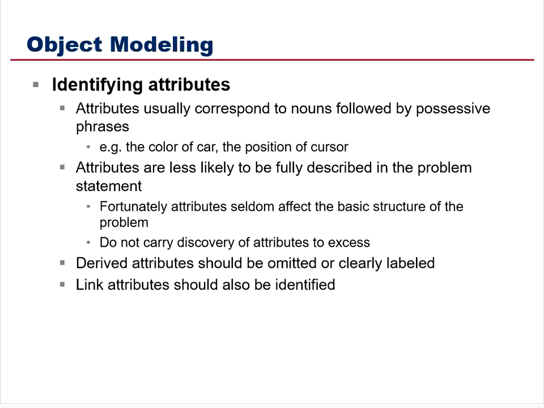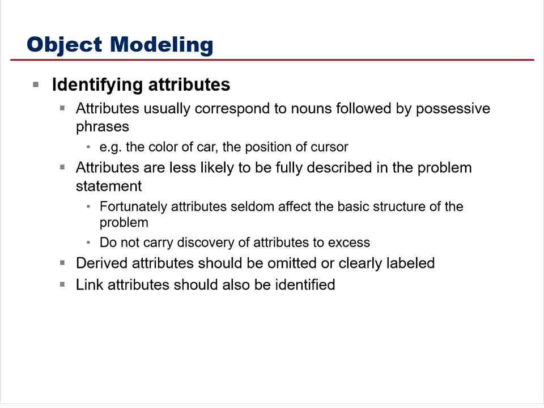So the color of the car is an attribute. The position of the cursor is also an attribute. These attributes are less likely to be fully described in the problem statement. Fortunately, attributes seldom affect the basic structure of the problem. That's why we say attributes are less likely to be fully described in the problem statement, because we can discover the attributes for a particular object or a particular class.